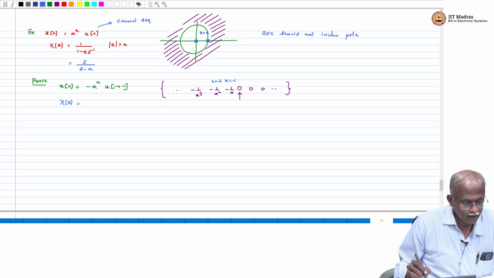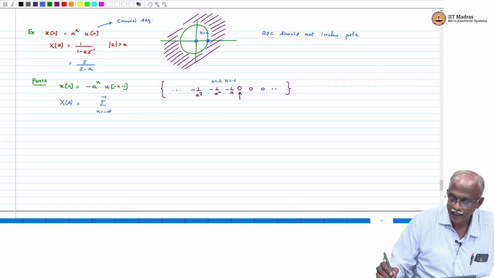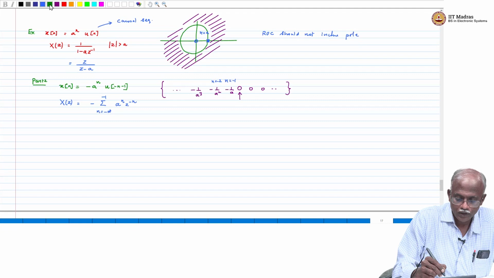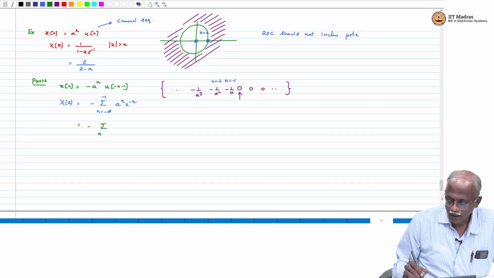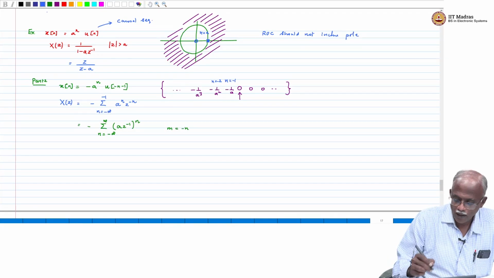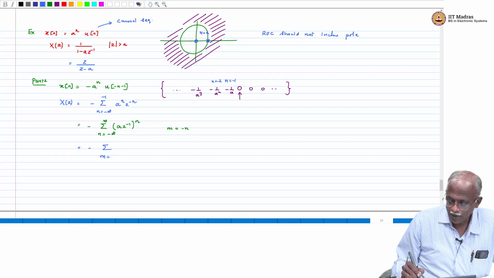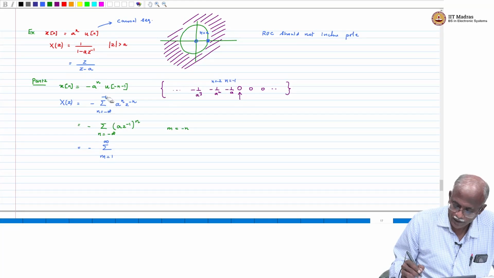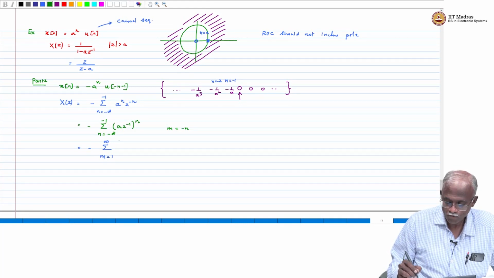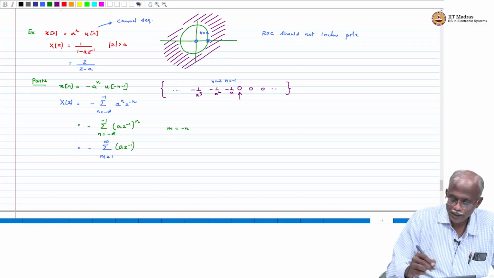So, I would like you to write down the z transform. X of z is equal to summation n equal to minus infinity to minus 1, because that is the only region where the non-zero portions are. There is a minus sign which I can pull outside. I will get a power n z power minus n. Okay. So, I am going to write it in the following form: a z inverse raised to the power n, and I am going to replace m with minus n. So, when you change the variable to m equal to minus n, it goes from 1 to infinity. A times z inverse raised to the power minus m.